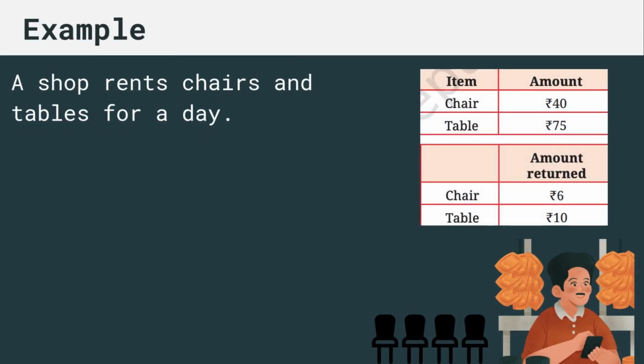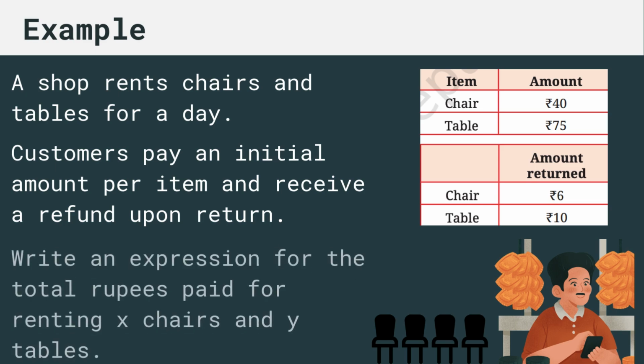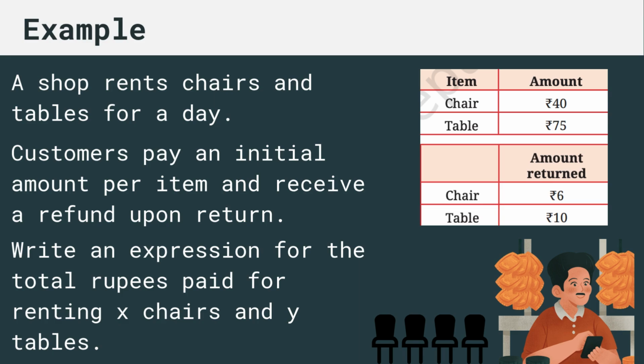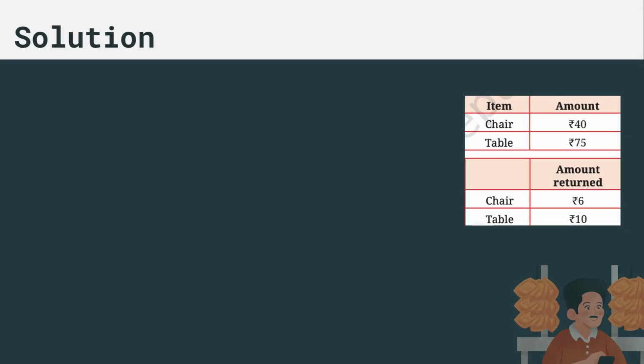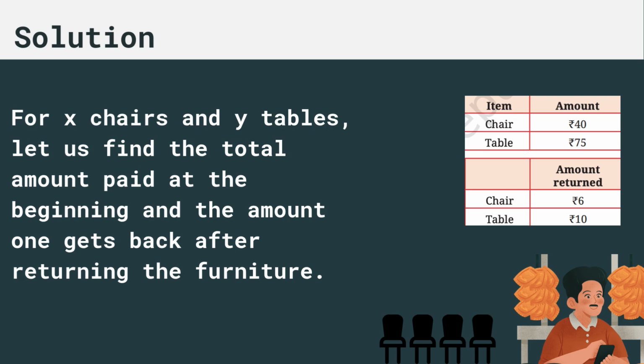A shop rents chairs and tables for a day. Customers pay an initial amount per item and receive a refund upon return. Write an expression for the total rupees paid for renting X chairs and Y tables. We can take a look at the costs using this table. Here's the solution for this problem. For X chairs and Y tables, let us find the total amount paid at the beginning and the amount one gets back after returning the furniture.